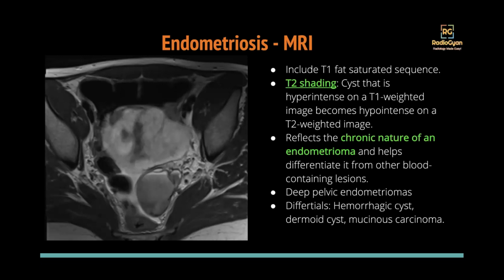Some more features of endometriosis, which I forgot to tell you: on CT, you may not be able to see the bleeding, but what you can see is the kissing ovary sign. Does anybody know what is the kissing ovary sign? Okay, let's see if anybody is chatting in their answer.